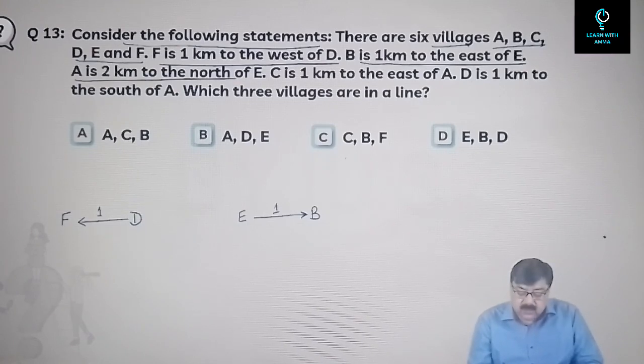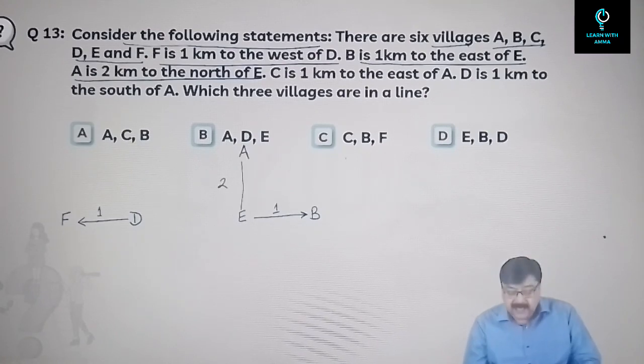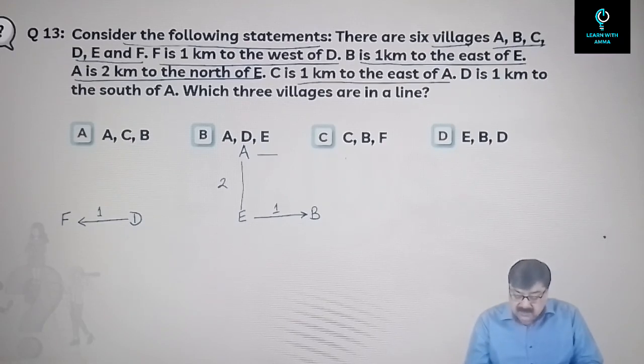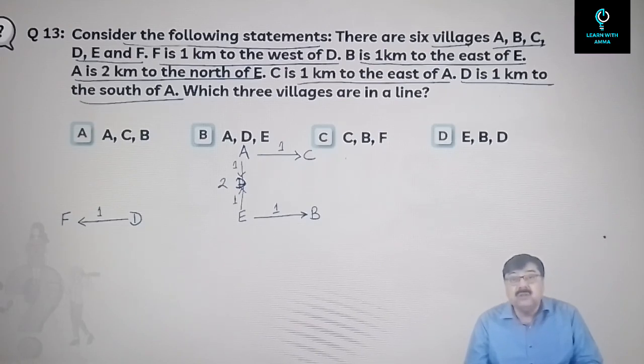A is 2 kilometers to the north of E. Now 2 kilometers to the north of E is A. C is 1 kilometer to the east of A. So this is where we shall have C, 1 kilometer to the east. D is 1 kilometer to the south of A. So D should be somewhere here. 1 kilometer to the south of A, which would also mean D is 1 kilometer to the north of E. Now we can fix this statement as well.